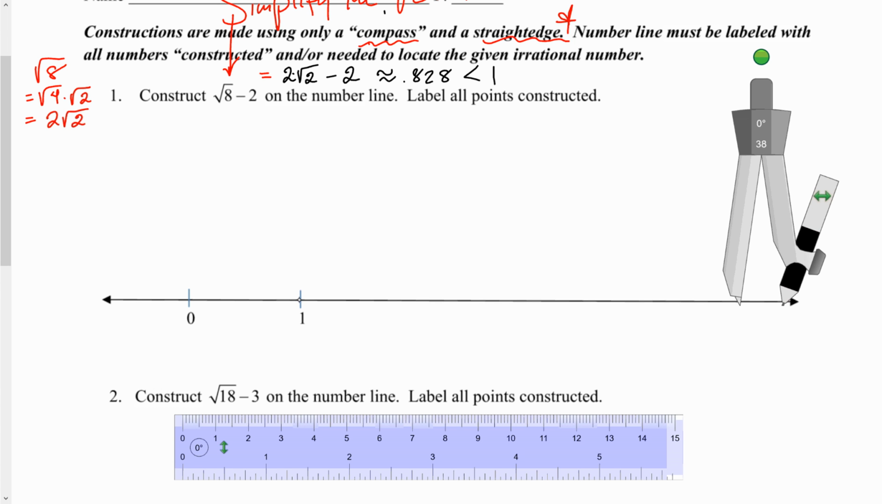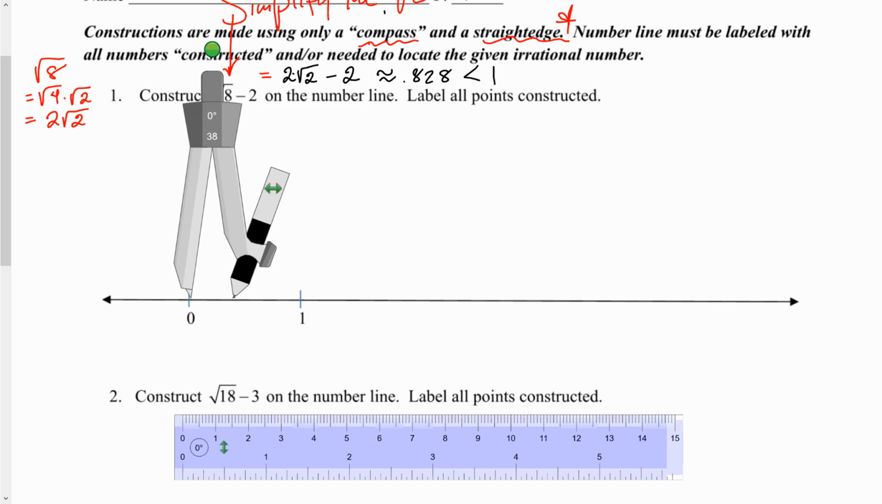So wherever we construct this, it better be less than 1 unit. So it's got to be between 0 and 1, and it's got to be close to 1 because 0.82 is close to 1. All right, so let's get right into the construction. I know where my end result must be. The question is, can we make that happen? All right, and of course we can.